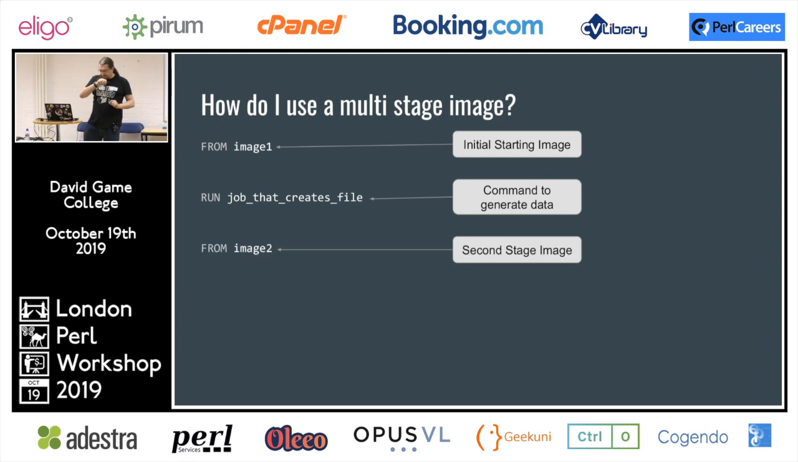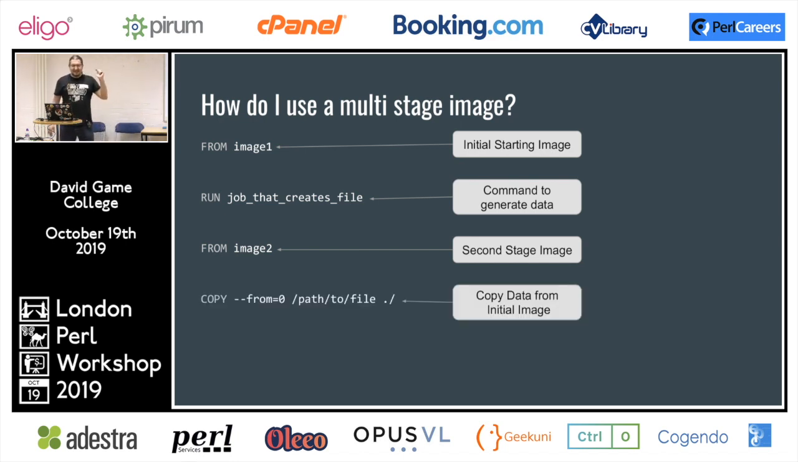Then we have a second FROM command. So we're effectively starting a new Docker image, just here. And that's really what it's doing. It's going, boom, second stage, here we are. And this is the secret sauce, this is the magic.